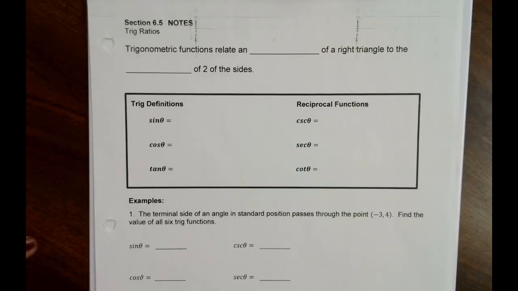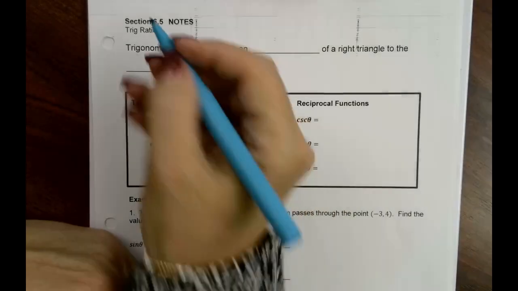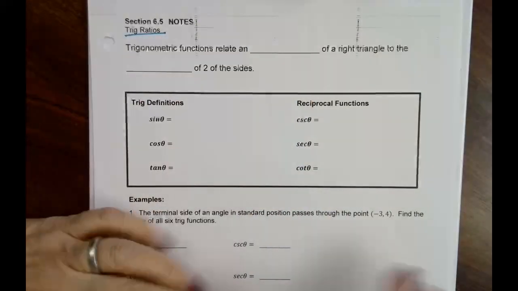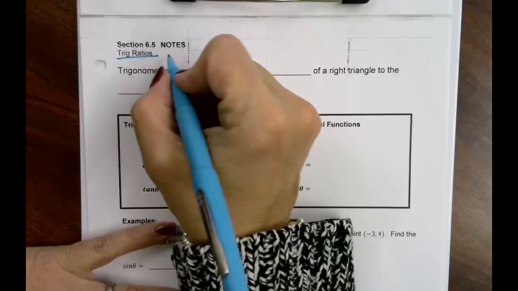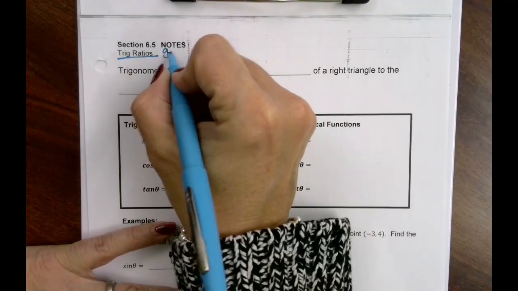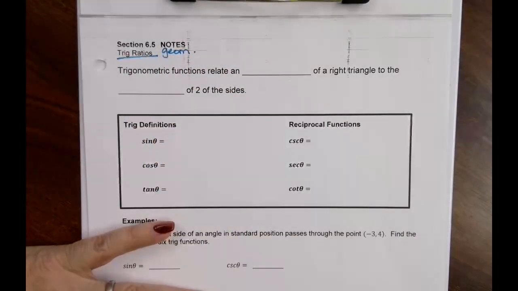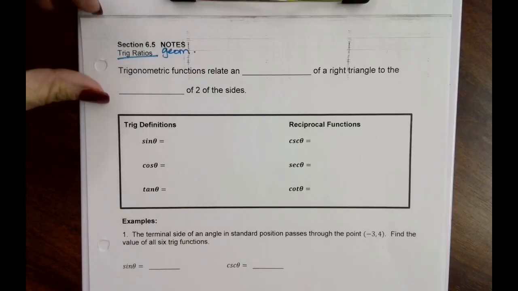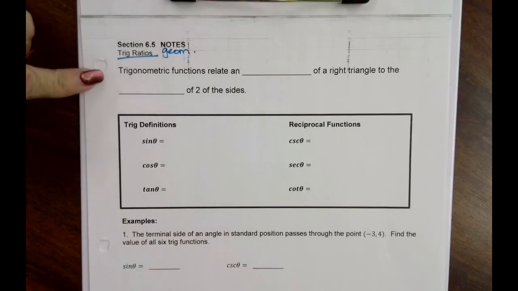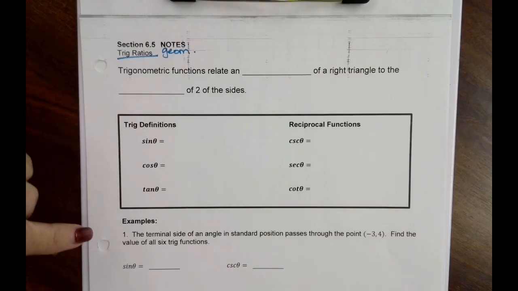All right, so today we're on 6.5 and we're talking about trig ratios. So this is something that is probably going to look a little more familiar to you because you did a lot of this in geometry. Now I'm going to carry this lesson through from pre-cal vocabularies, and then maybe I'll tie it in a little bit back to what you did in geometry.